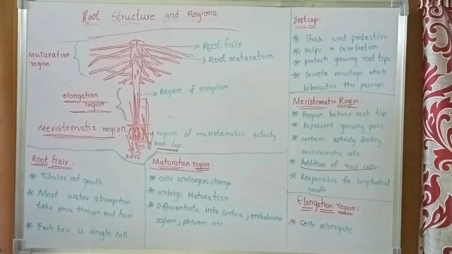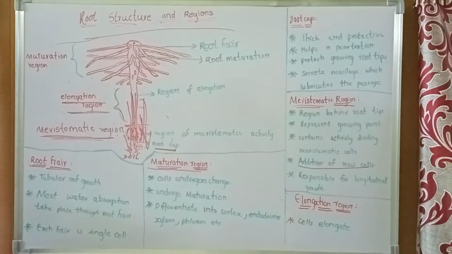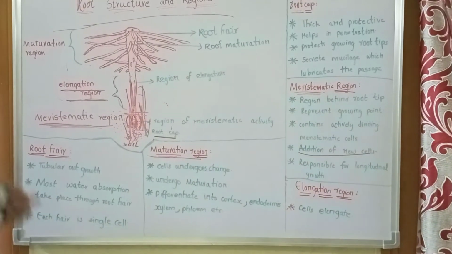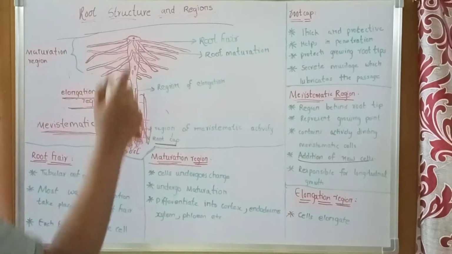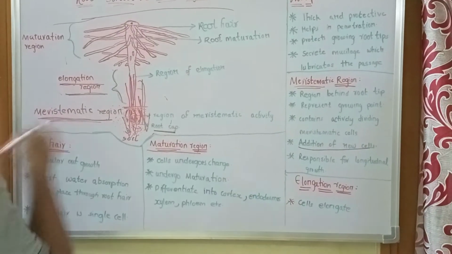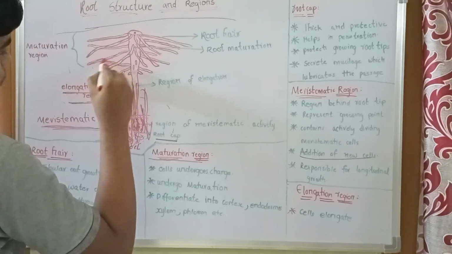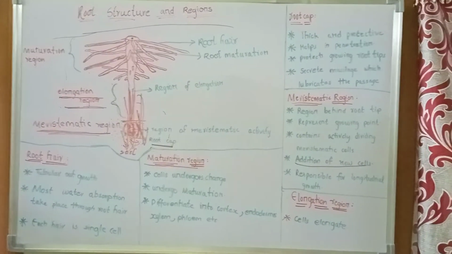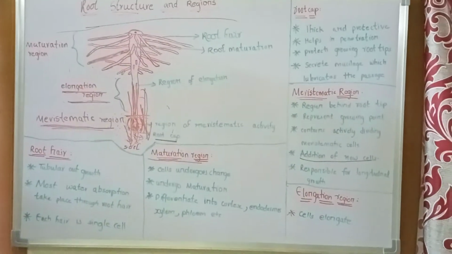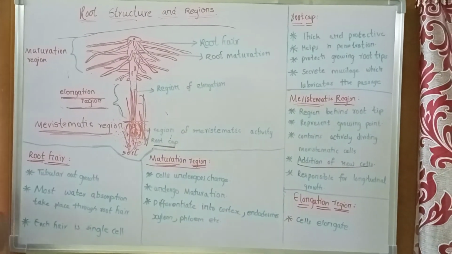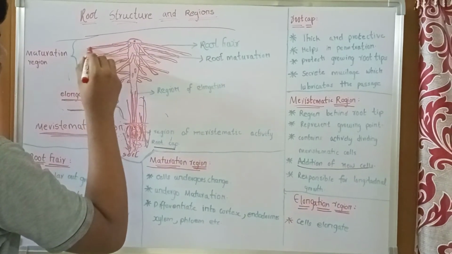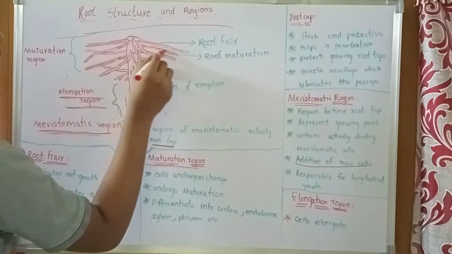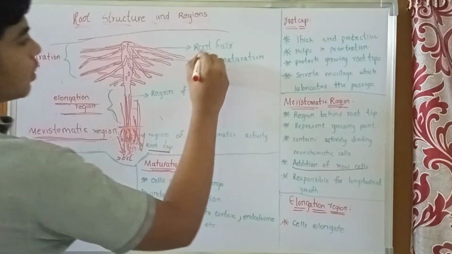The main function of the root hairs is to absorb water and minerals through the root hairs. And each hair is a single-cell tubular growth. Here the root hairs are present, and each one is a single cell.